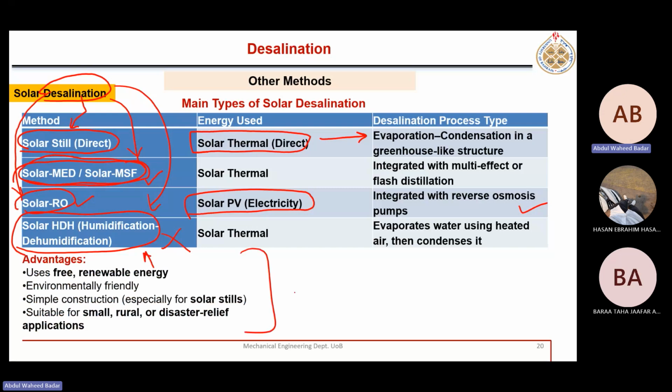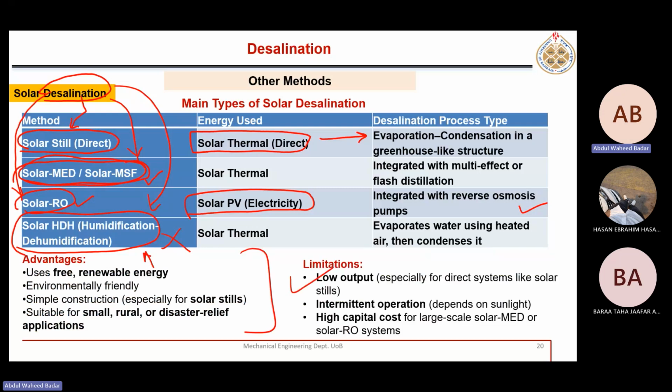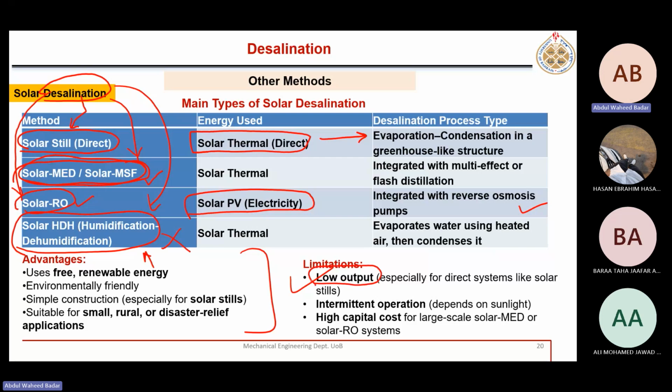Okay, these are clear, of course, advantages, freely available. Limitations: this process of solar desalination is very slow and we get very low output in a given time, right? And also solar has the limitation because it is not constant or available all the time. That depends upon the availability of solar radiation. That's why it is intermittent in nature, and also there is high capital cost for large-scale solar-based MED or large-scale solar RO systems.